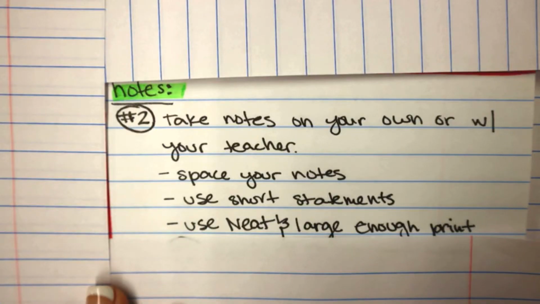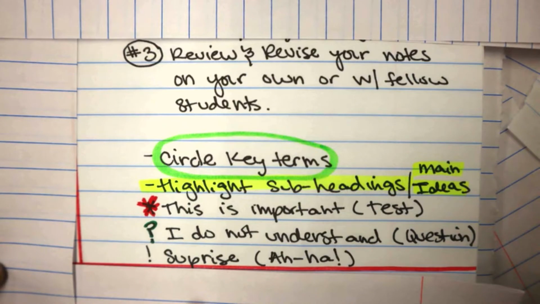Next, notes. You will take notes on your own or with your teacher. For example, you can space your notes to make it easier for you to read. Another example, you can use short statements, so summarize what your teacher is saying. Next, use neat and large enough print, because if you want to review these notes, you want to be able to read it. Step 3, review and revise your notes with your own or fellow students.